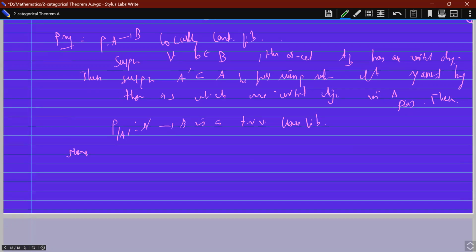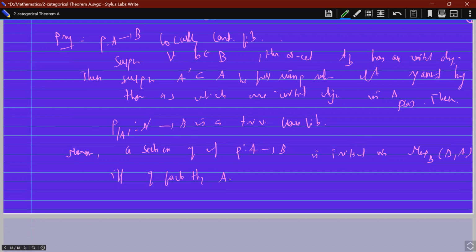Moreover, a section of this fibration that we have is initial in this mapping category if and only if the corresponding functor is an equivalence. So, okay, this is the proposition that we have.